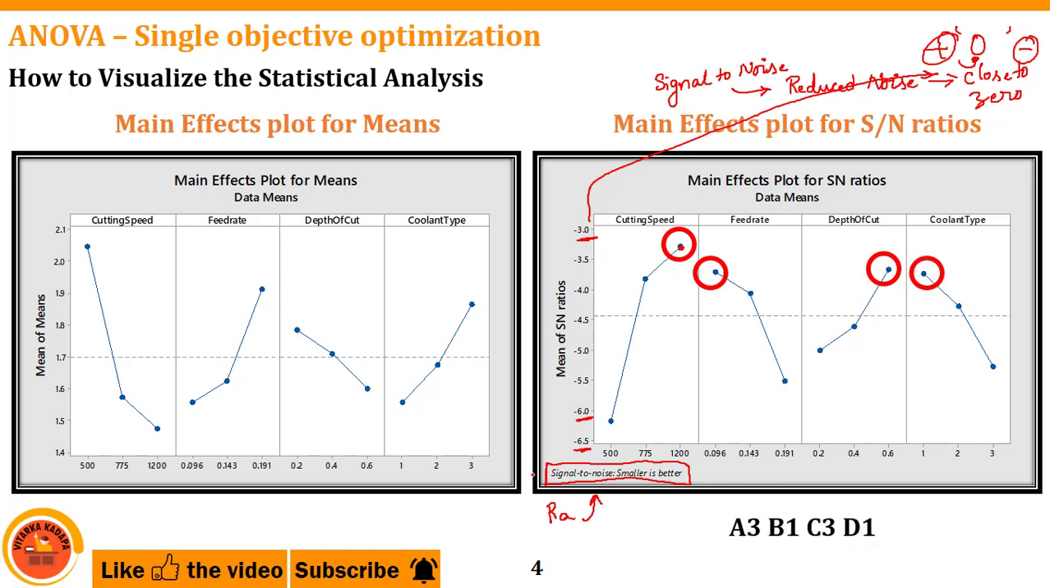At last we can term it as A3, B1, C3, D1. A3 means what? Coolant type at third level. This one, coolant type, is A, this one is B, this one is C and this one is D. So coolant type at third level, feed rate at first level, depth of cut at third level, and cutting speed at first level, and these will give me the optimal parametric setting.